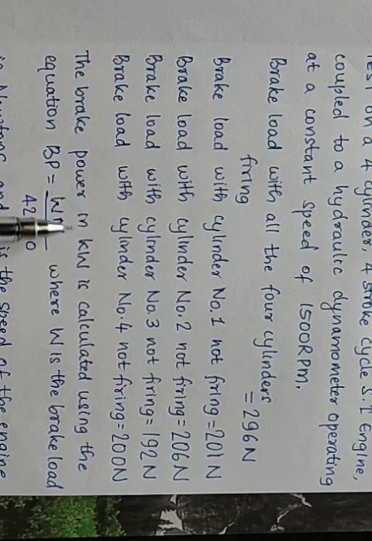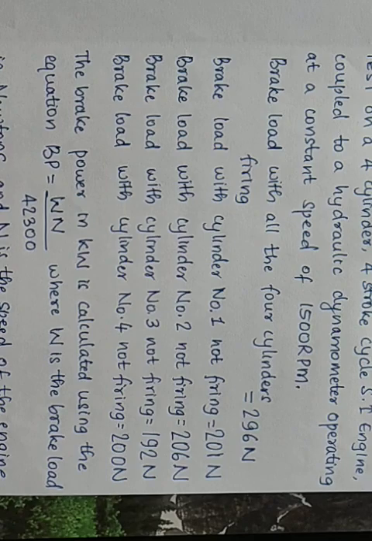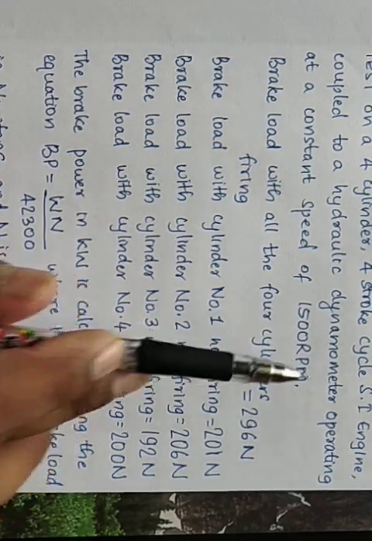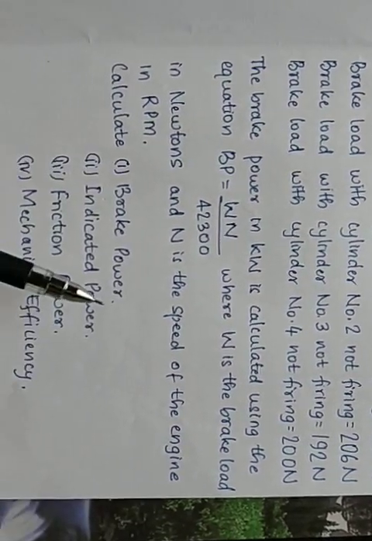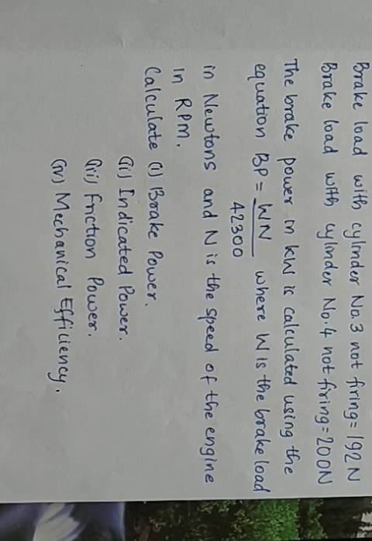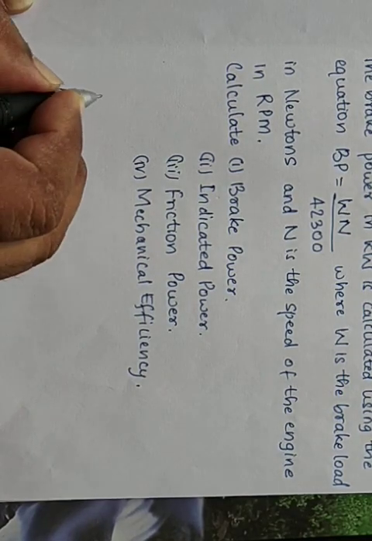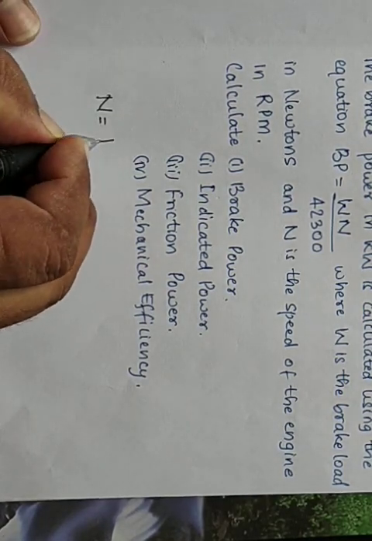The brake power in kilowatt is calculated using the equation BP equal to W into N divided by 42,300, where W is the brake load. These are the brake loads given in Newton, and N is the speed of the engine in RPM. So RPM also is given in the problem. So calculate BP, IP, FP and mechanical efficiency. So now let us write what is given in the problem first. Speed is given as 1500 rpm.